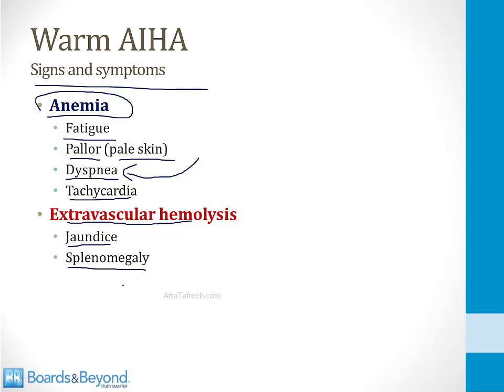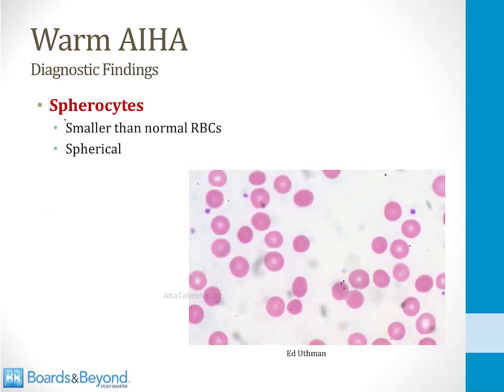trying to consume the red blood cells coated with antibodies. The classic finding on peripheral blood smear in warm hemolytic anemia is the presence of spherocytes. This is an example of a spherocyte on the screen here. Note that it's slightly smaller than normal red cells. It's spherical in shape. Note also that it lacks the central pallor you usually see in red cells.